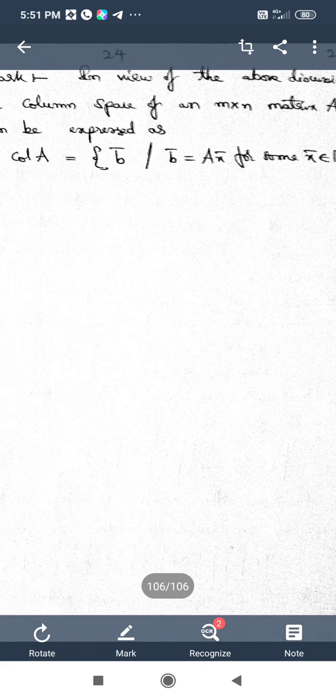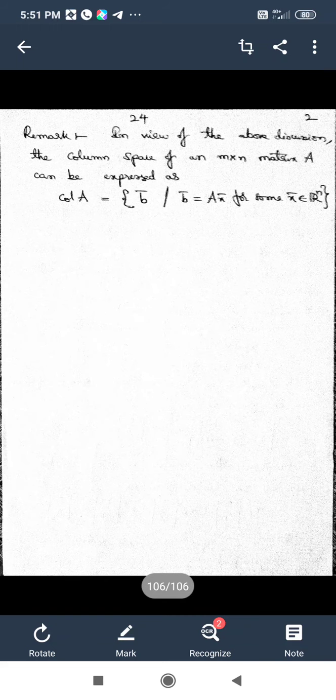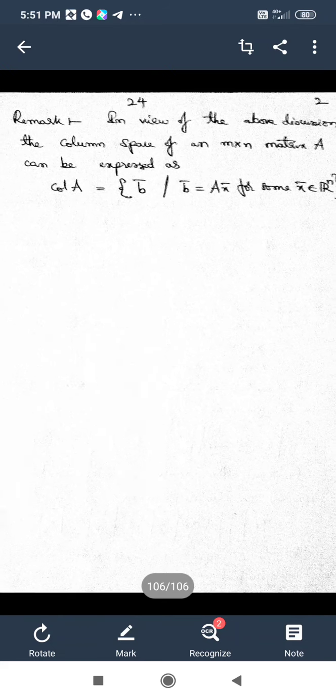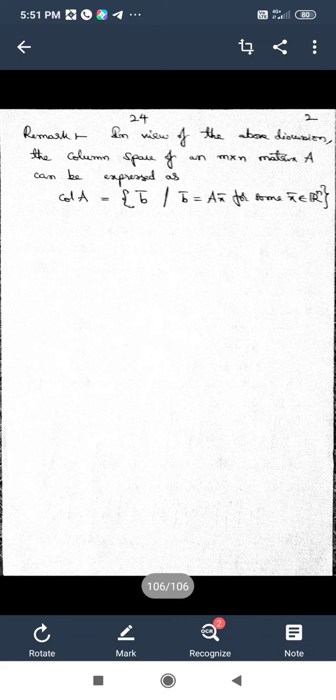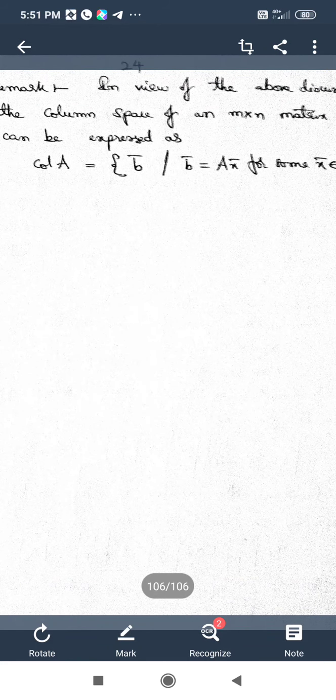So Col A is now the set consisting of the column vectors b bar, and those column vectors are obtained by multiplying the coefficient matrix A with the variable matrix x bar, and that variable matrix x bar is a column vector of order n by 1 and A is of order m by n. So our b bar will be of order m by 1.